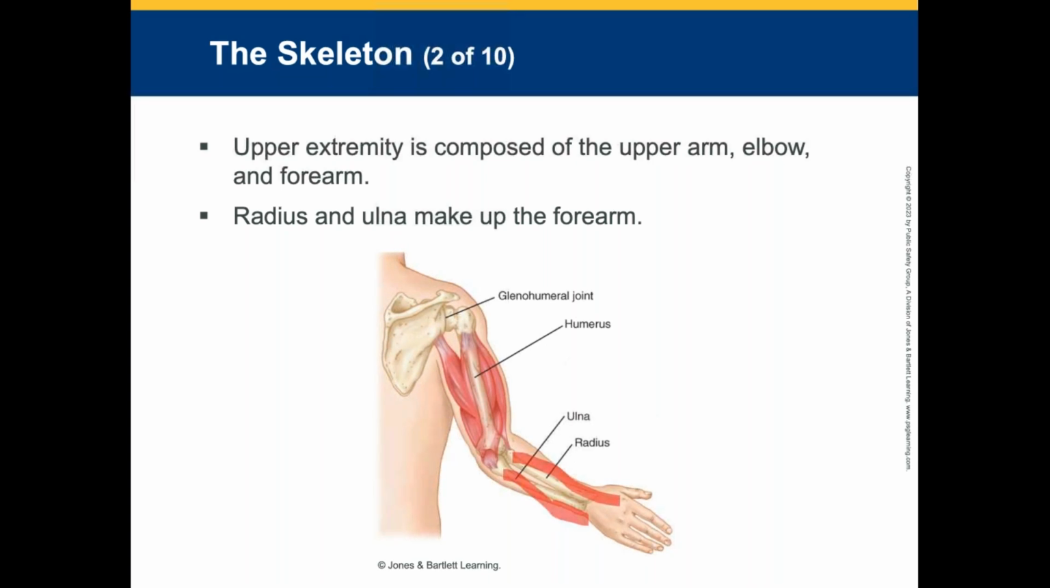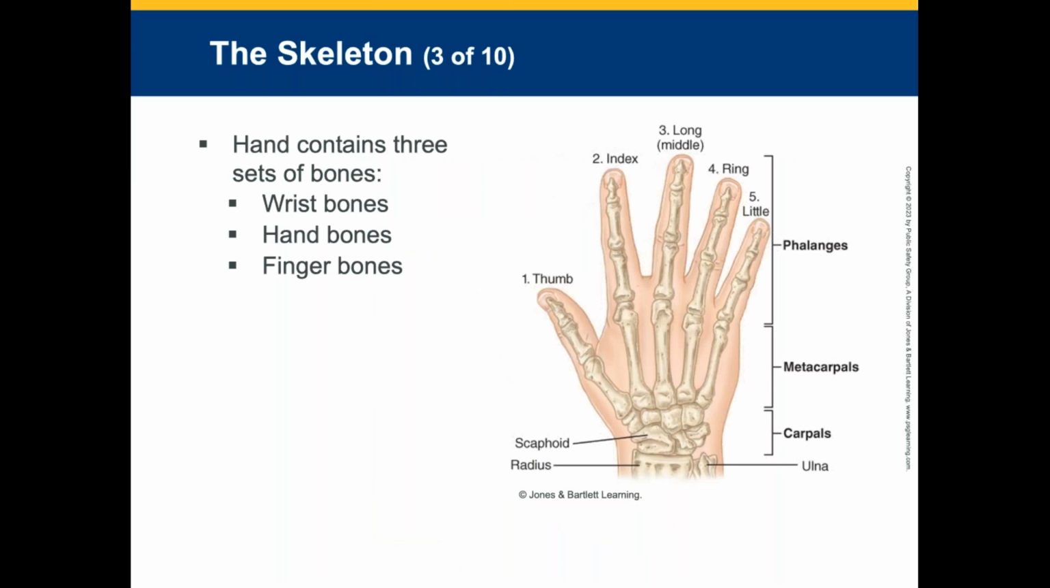Right, then we get into the hand. The hand contains 3 sets of bones. We have the wrist bones, the hand bones, and the finger bones. So we can break this down even more. We have our carpals, and in our carpals there are 8 little bones. Our radius and ulna, carpals, 8 bones. Then we have our metacarpals. This will be labeled as 1, 2, 3, 4, and 5. So metacarpal 1, metacarpal 2, metacarpal 3, metacarpal 4, metacarpal 5. That's how they're actually listed. In our thumb, we have 2 bones. In our fingers, we have 3.